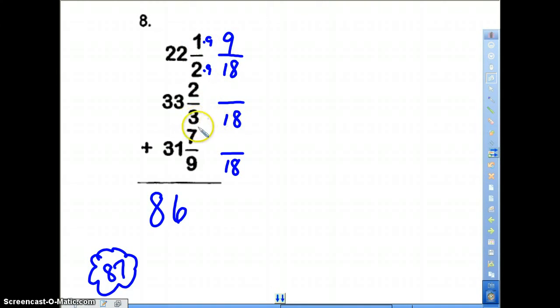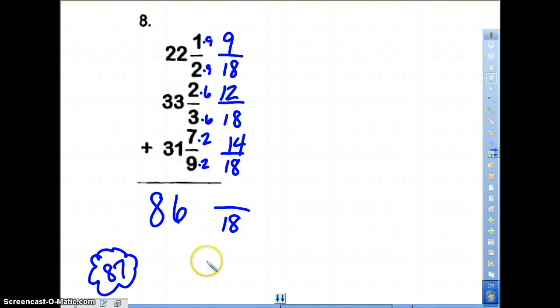To turn the 3 into 18, I have to multiply by 6, so I have to do that to the top also. What you do to the bottom, you better do to the top. So we get 12/18 here, and down here I have to multiply 9 by 2 to get 18, so I'm going to multiply 7 by 2 and get 14. Now that our denominators are the same, I've got 9/18 of a whole, 12/18 of a whole, and 14/18 of a whole.